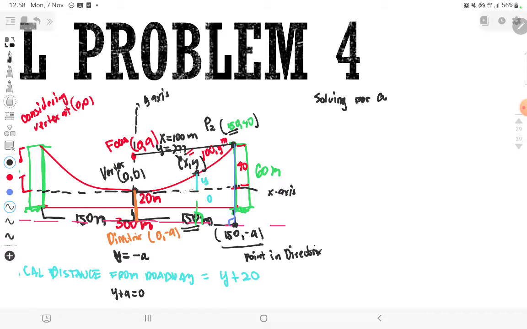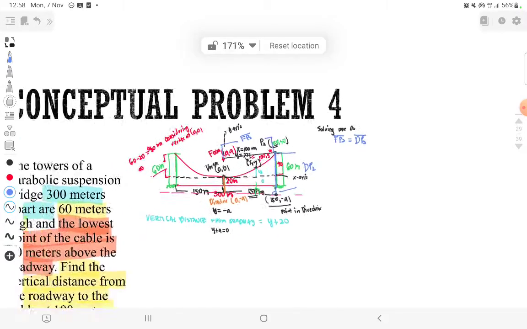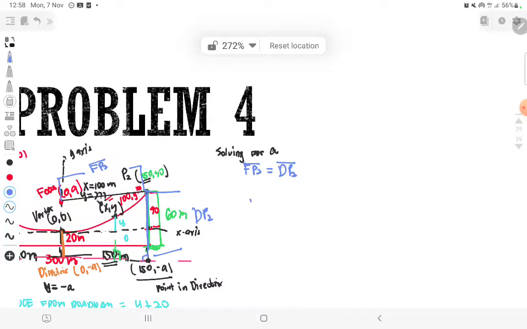Now let's have our first line, wherein this line we'll call FP2. For this, take note that my FP2 is equal to my DP2, directrix to my point 2, and focus to my point 2 are equal.